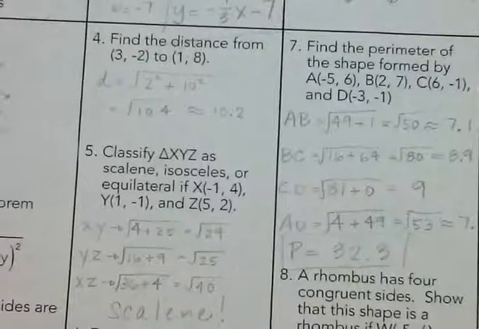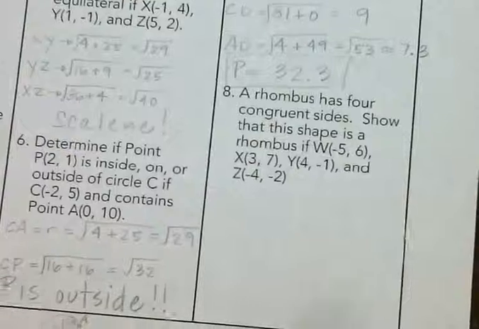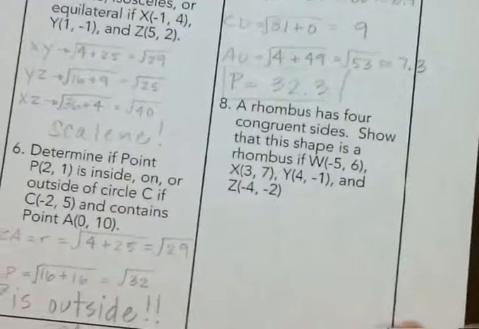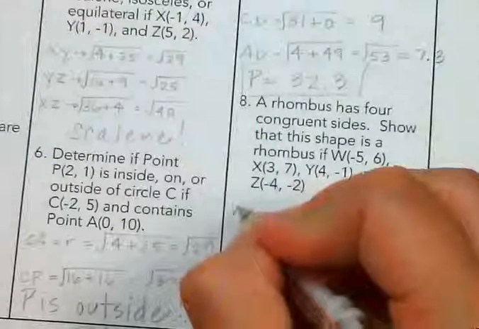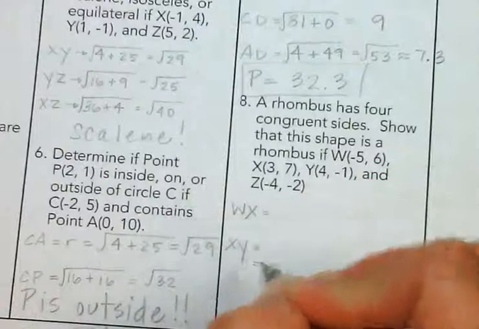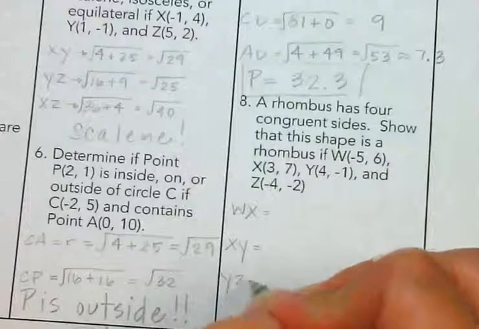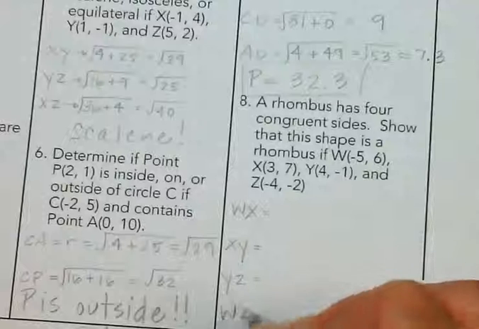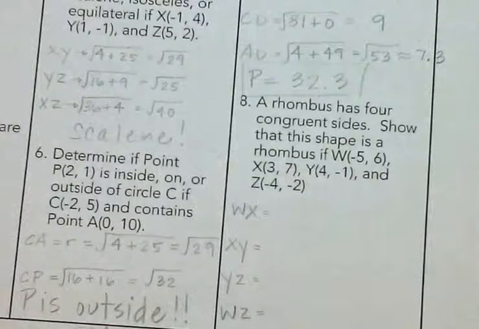Okay, last question. Rhombus has 4 congruent sides. Show that this shape is a rhombus. All right, so what we have to do is show that we get the same thing on the 4 sides. So first thing we want to do is label the 4 sides. And then W connects back to Z.